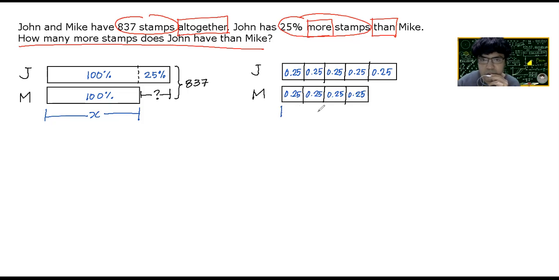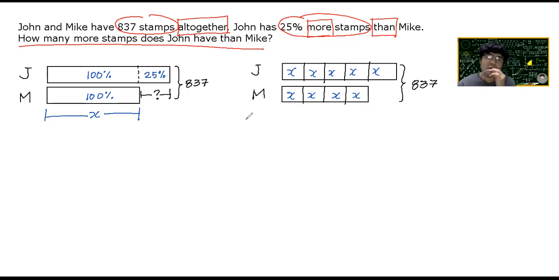Since we already used the x to represent the whole, instead of using this, we may be able to use x for each bar. Let's see if they have the same answer if we use different techniques. Do not forget that the total also is 837.